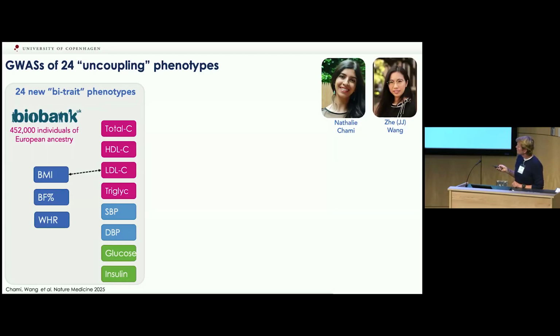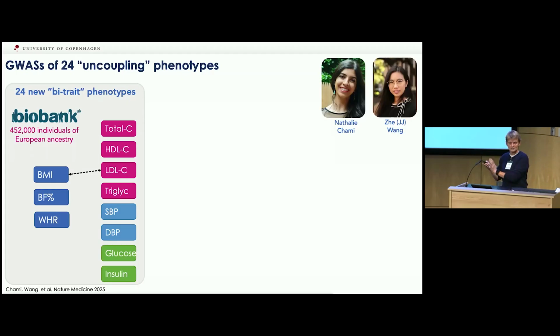And we made a new phenotype by subtracting one from the other. Say my body mass index is +3 on the BMI side, but -3 on the LDL side. So if you subtract one from the other, depending on which one you subtract, now I'm all of a sudden +6. So that becomes a whole new distribution. And now we did a GWAS on that new distribution.